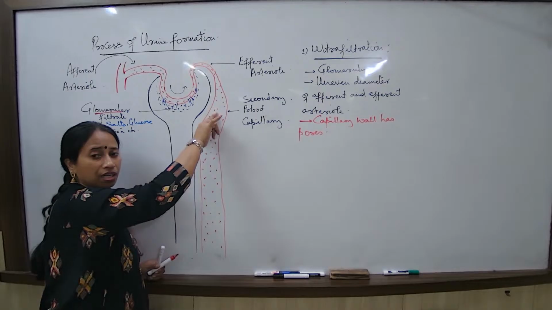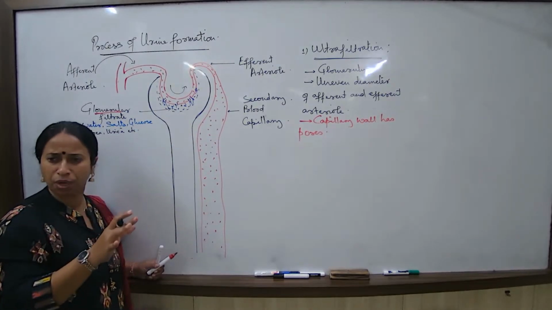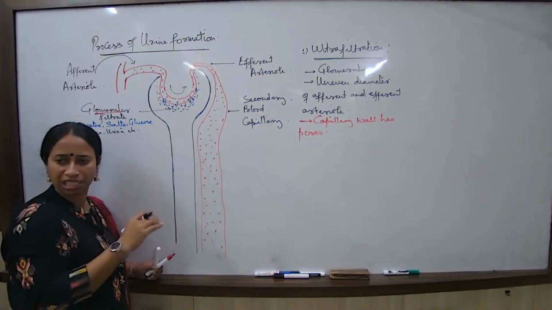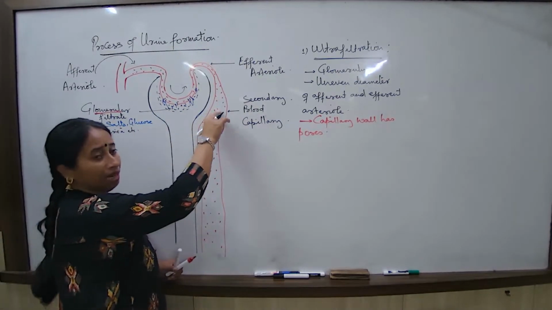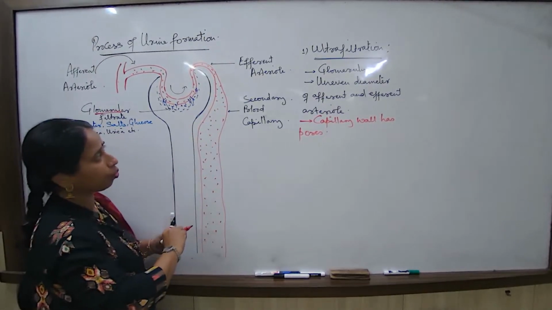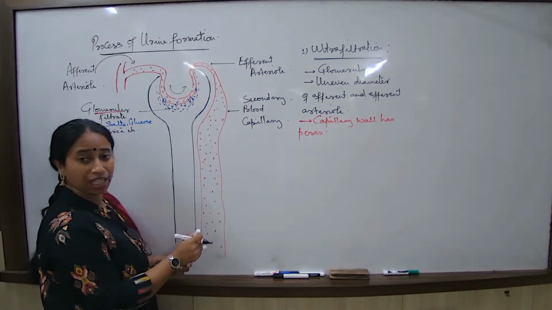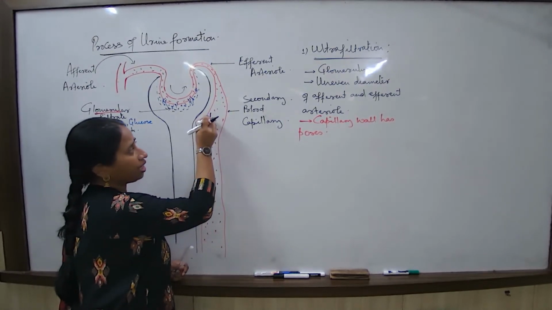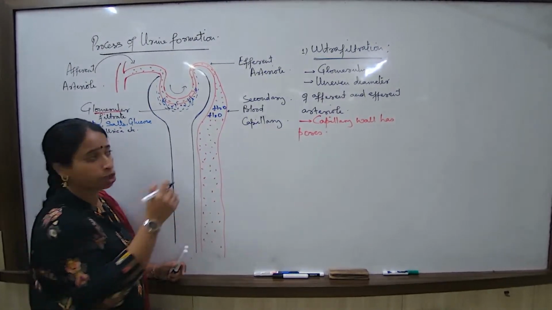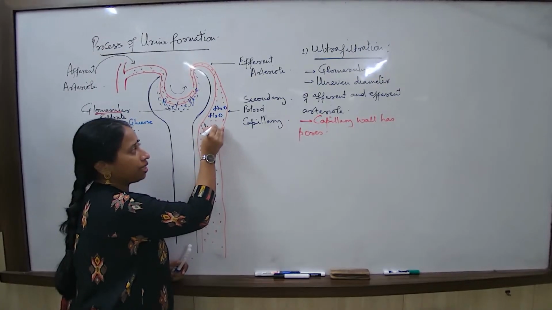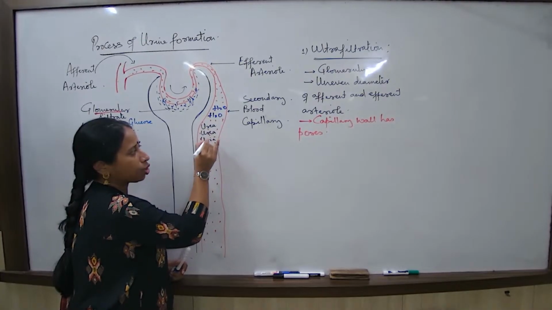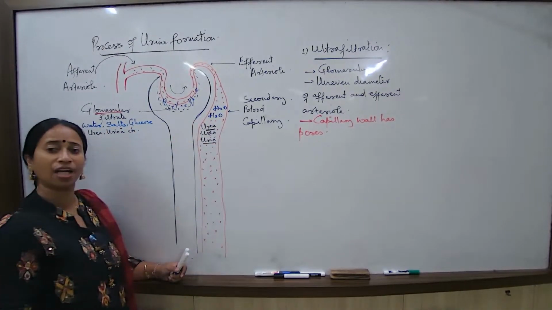So the secondary network of capillaries, the vasa recta, what will be the composition of the blood here? Number one, the blood has very little water because of ultrafiltration. As a result of this process, so much of the water is given away. So what is less and what is more here? The water component in this blood is very, very less. What is present in large quantities? Urea and uric acid are present in large quantities.